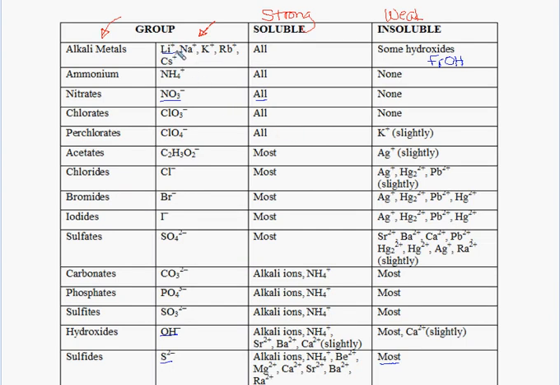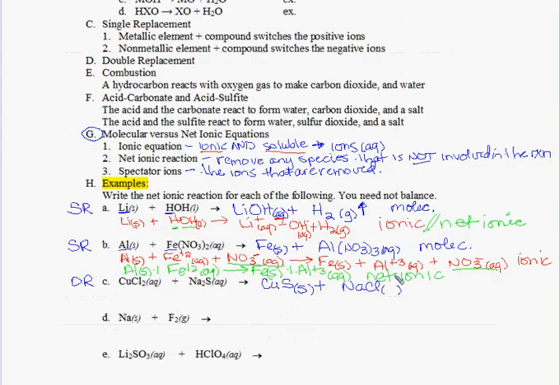Go back over and we've got our sodium ions. And sodium ions are always soluble. Chloride ions, most of them are soluble, and so that would include our sodium. So we know that sodium chloride is going to be aqueous. Again, that's your molecular equation. Next thing you're going to do is you're going to separate it into your ionic equation.